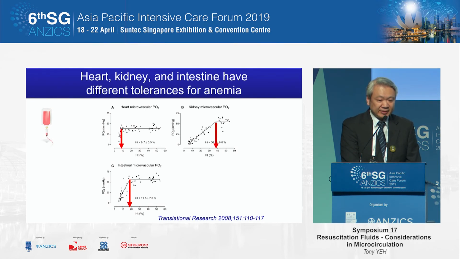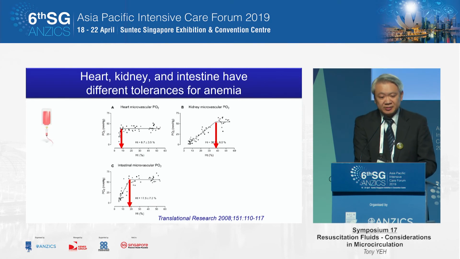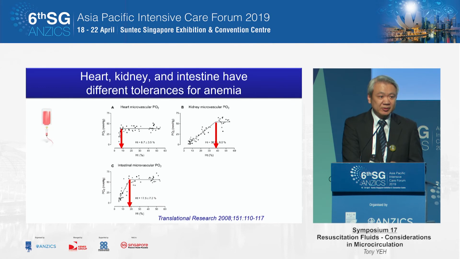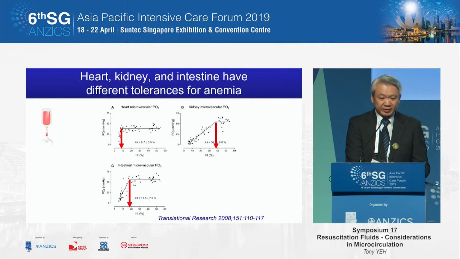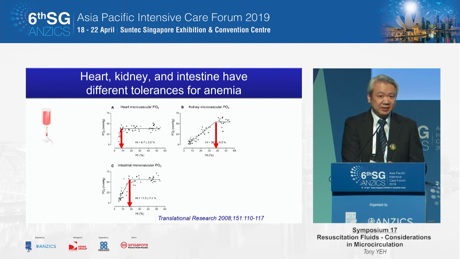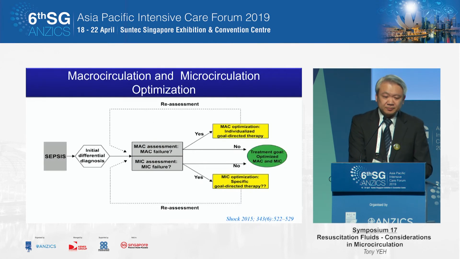The last one is the kidney. As you can see, the kidney needs a higher hemoglobin level to extract enough oxygen. A normal patient is okay, but if your patient is in shock or in danger, or especially in an anemic status, we have to be very careful. Different organs may depend on different hemoglobin levels.